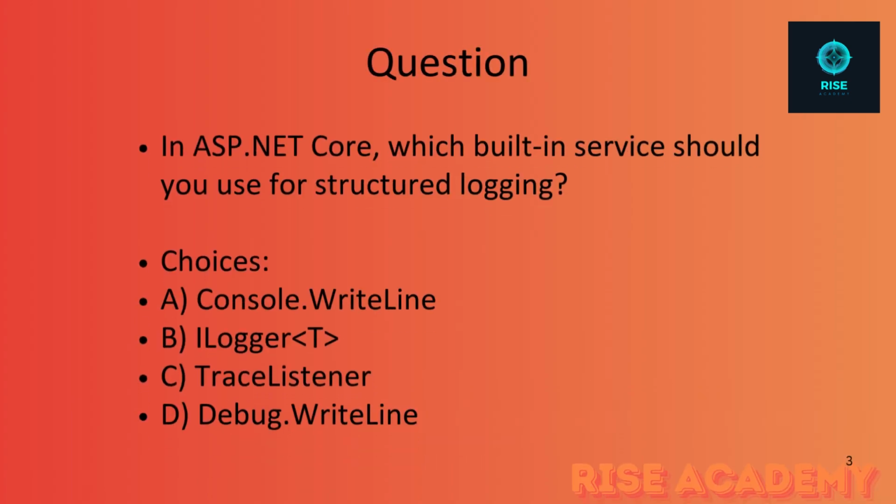So here's the challenge. You want to track issues, errors, and critical events in your ASP.NET Core application. Which logging option should you use in production? Option A, Console.WriteLine. Option B, ILogger T interface. Option C, a third-party logging library like Serilog or NLog. Option D, don't log at all. Think about it for a second. Which one would you trust when the app is running in production with thousands of users?